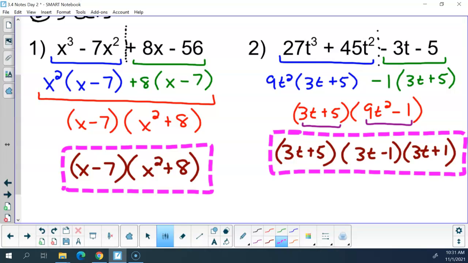Can you explain the red part? Here's my z again. So I factor it out, and I'm left over with 9t minus 1.